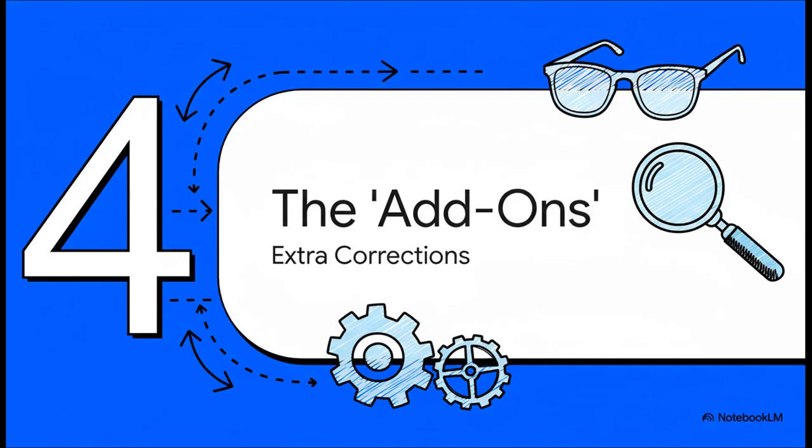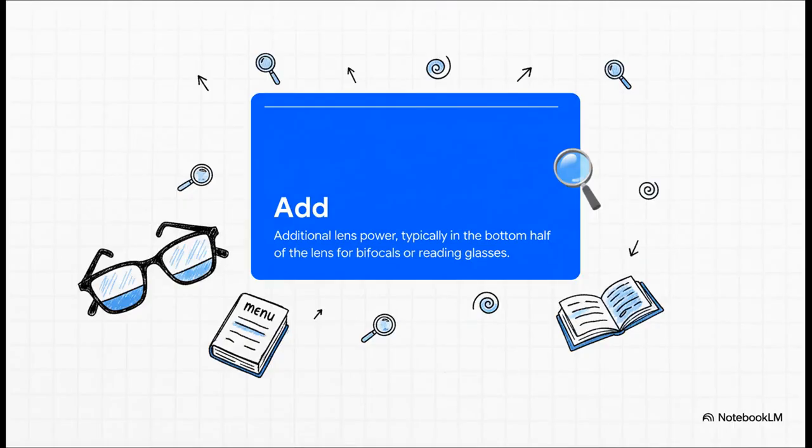We have covered the most common parts of a prescription, for sure. But sometimes you'll see a few extra fields for more specialized vision needs. Let's quickly go over these add-ons. You might see a value under add. This is exactly what it sounds like. It's additional magnifying power, usually put in the bottom part of the lens for bifocals or progressives. It's typically for people over 40 who start needing a little extra help to read a book or a menu clearly without having to whip out a separate pair of reading glasses.